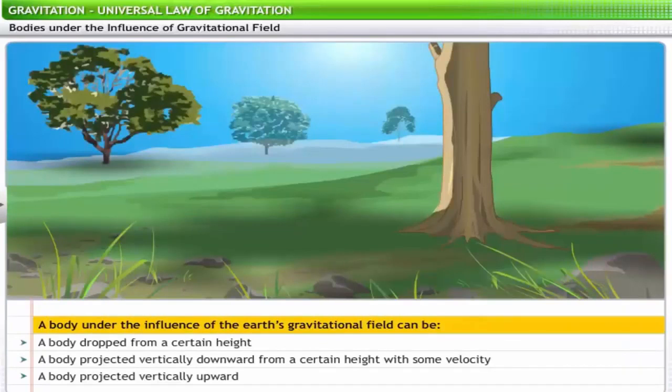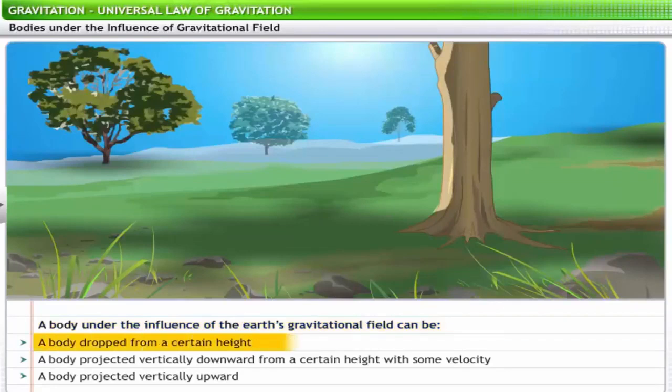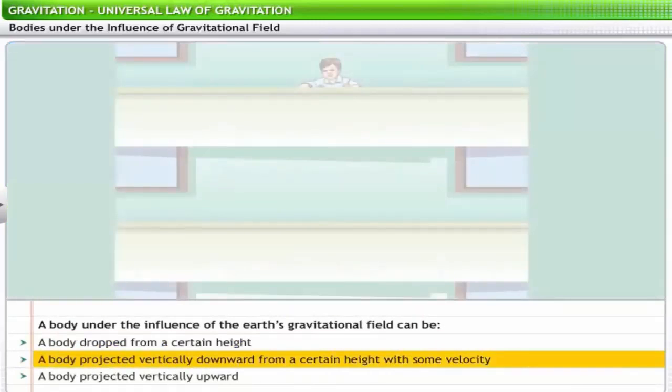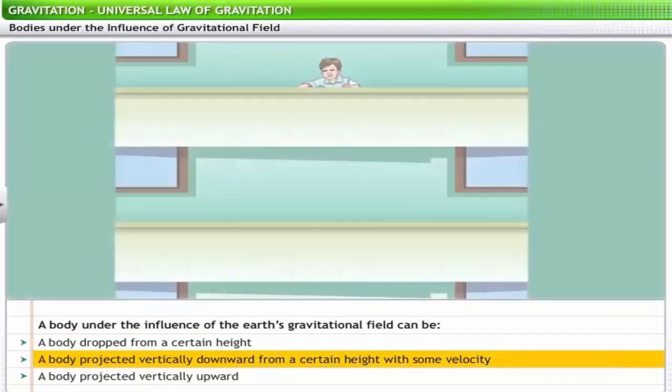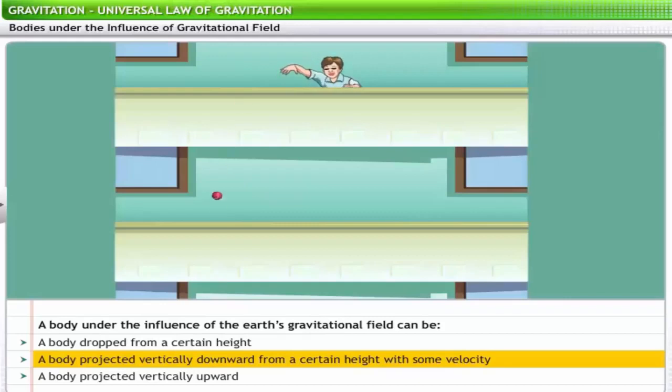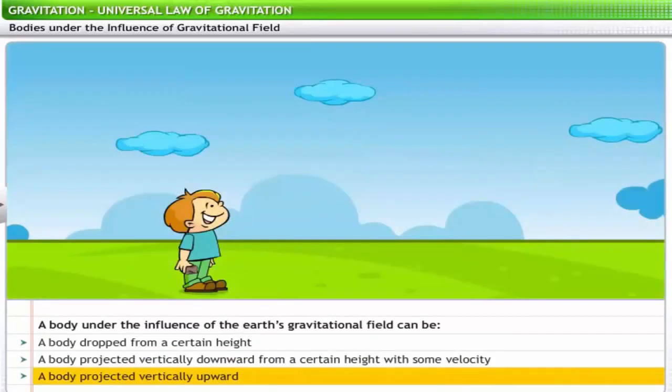A body under the influence of Earth's gravitational field can be a body dropped from a certain height, like a ripe fruit falling off a tree. A body projected vertically downward from a certain height with some velocity, such as a ball thrown down by a boy from the 5th floor of a building. Or a body projected vertically upward, for example, a stone thrown vertically upwards.